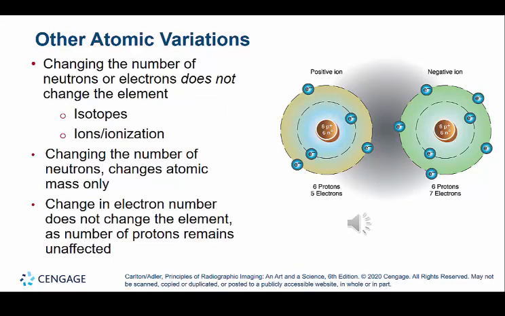Changing the number of neutrons or electrons does not necessarily change the element. Isotopes have the same number of protons but different number of neutrons. Ions are atoms that have gained or lost an electron. Ionization is the term used to describe this process. Ionization is an important term in our field because we work with ionizing radiation. Changing the number of neutrons changes the atomic mass only, not the element. Change in electron number does not change the element, as number of protons remains unaffected.